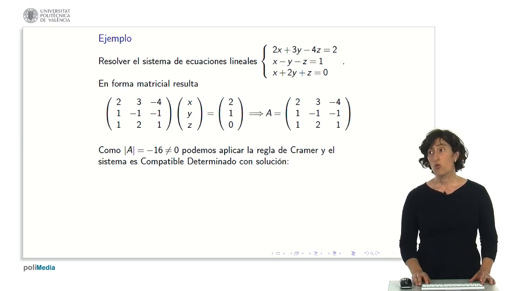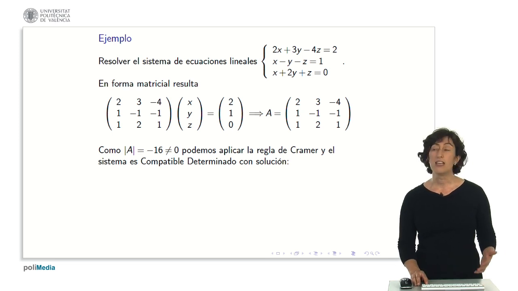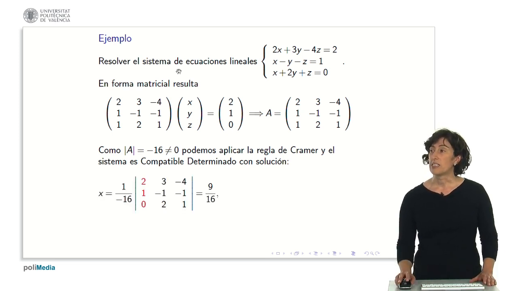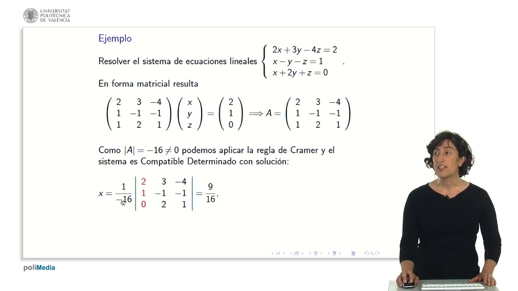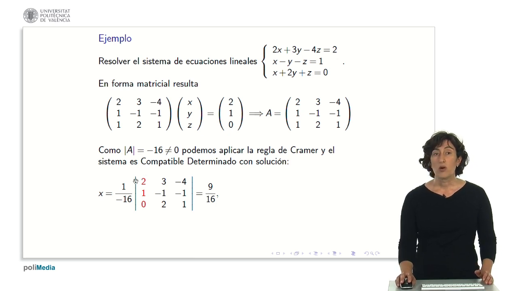And what's going to be the solution? Well, let's see that it is x, that it is y, and that it is z. What is the x? Well, the x, as it is the first of the unknowns, will be 1 divided by the determinant of A. Remember that it was minus 16 multiplied by a determinant, which is the result of taking the matrix and changing the first column by the vector of independent terms. Then, instead of 2, 1, 1, I'm going to put 2, 1, 0. I calculate this determinant by the rule of Sarrus. I know that it is minus 9, then minus 9 divided by minus 16, it is 9 divided by 16.